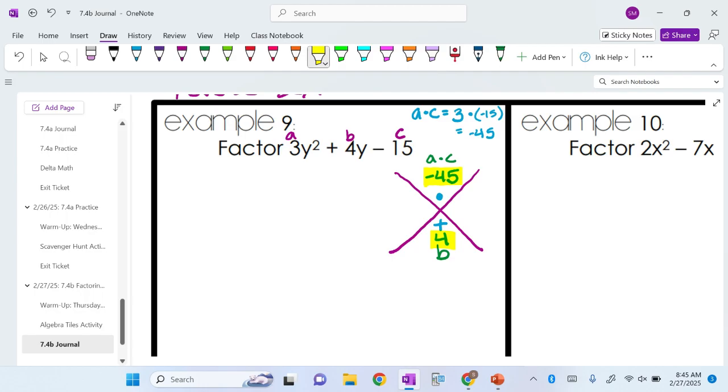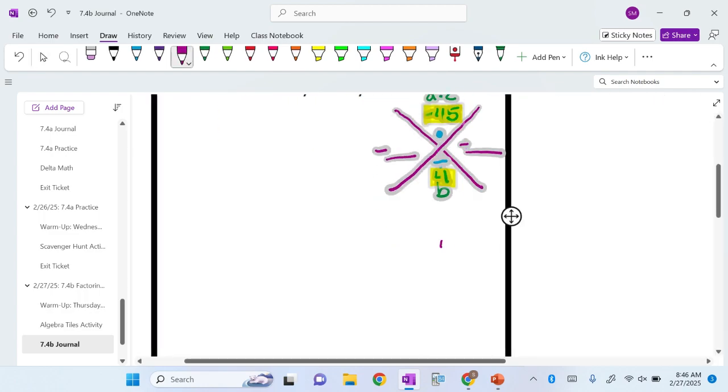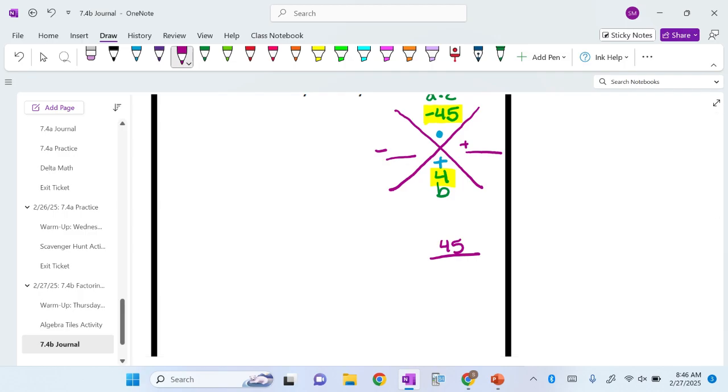Now, since our product is negative, what type of signs are our two factors going to have? If our multiplication results in a negative number, what are the signs of my two factors? A negative and a positive. So one of them is going to be negative, the other one's going to be positive. We don't know what they are yet. So let's just start listing factors of 45. What's one set of factors of 45? 1 and 45.